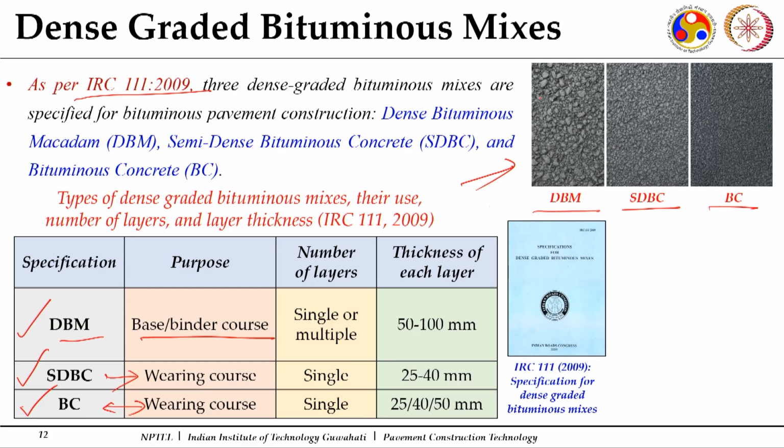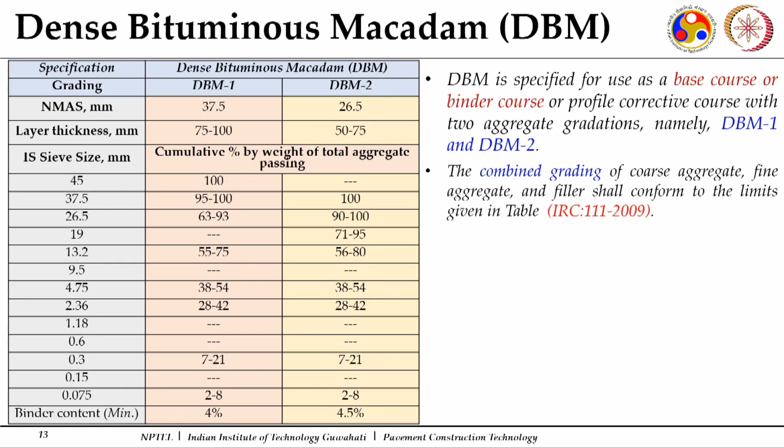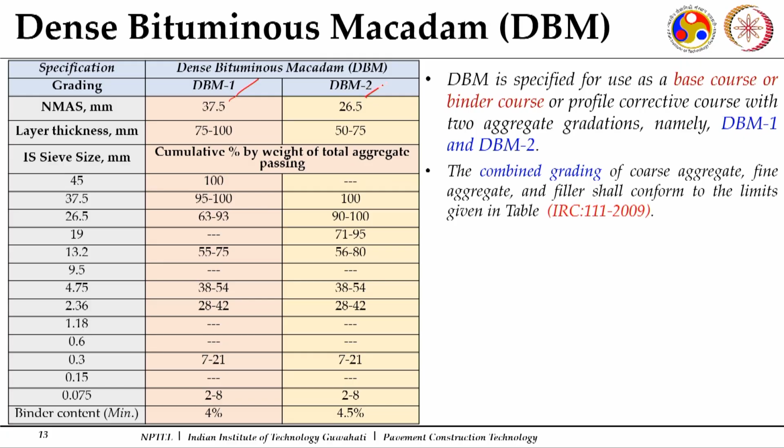Here you are seeing bigger aggregate particles, here you are seeing still some less fine aggregate particles than bituminous concrete, a highly dense surface. Now as I mentioned, dense bituminous macadam, the IRC 111 suggests two gradations for it. One is your DBM 1, second is DBM 2. These two differ in terms of the NMS, that is the nominal maximum aggregate size which can be used in this particular one.